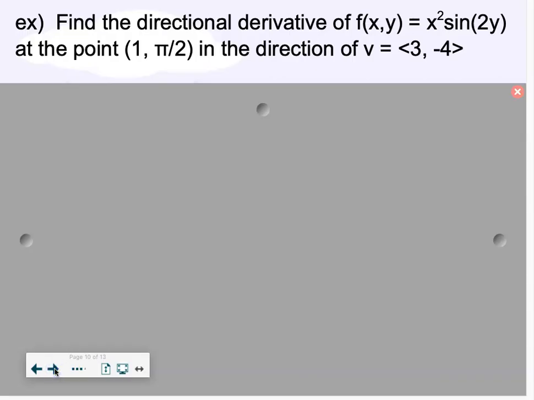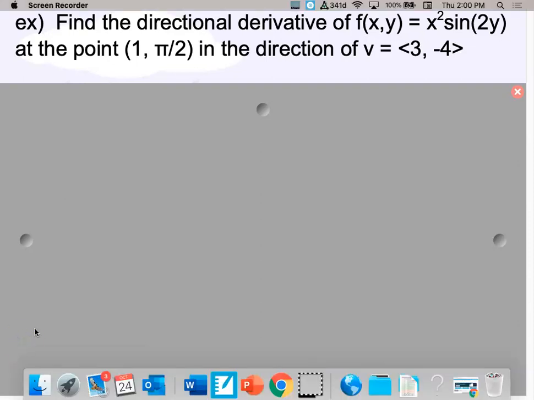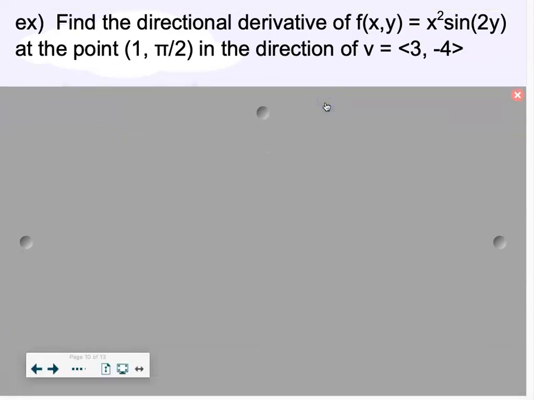Find the directional derivative of f of x, y equals x squared sine of 2y at the point (1, pi/2) in the direction of (3, -4). All right, by the way, I revealed it; I thought that was going to be later.